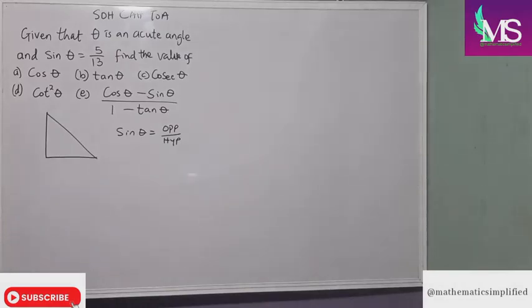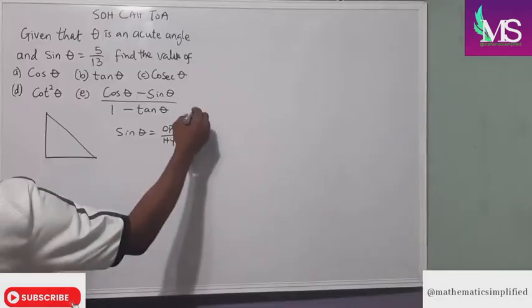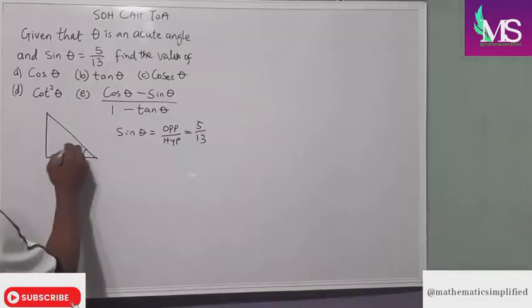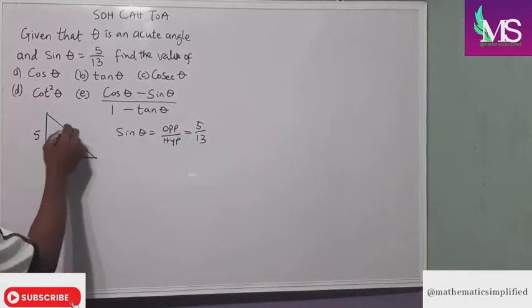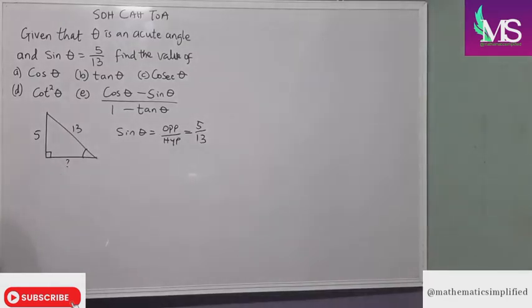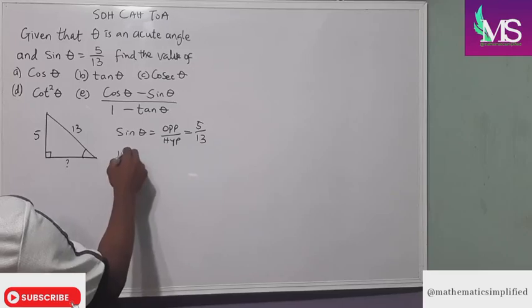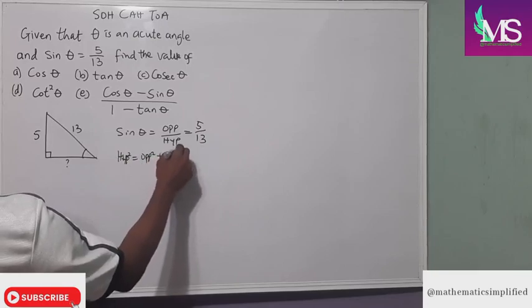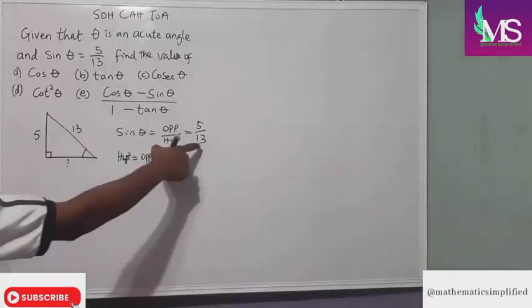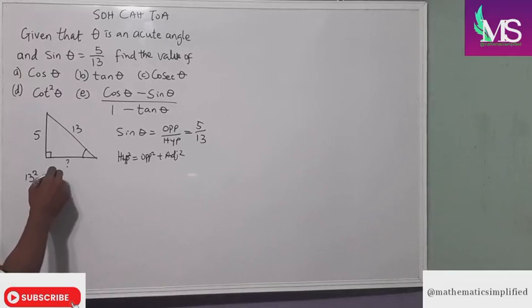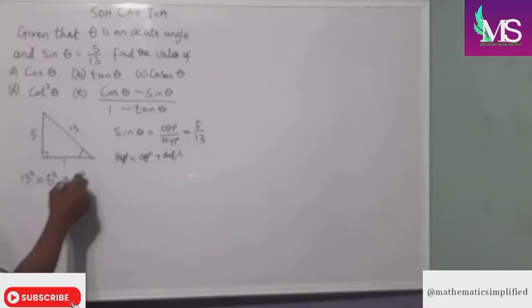Now our sine theta is 5 over 13. That means our opposite is 5 and our hypotenuse is 13. Now for us to find our adjacent, we are going to use our Pythagoras theorem that says hypotenuse squared equals opposite squared plus adjacent squared. Now our hypotenuse is 13. That would be 13 squared equals 5 squared plus x squared.